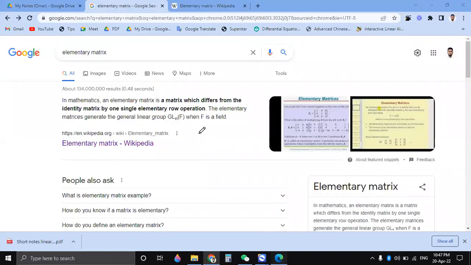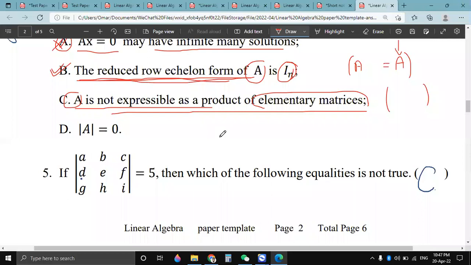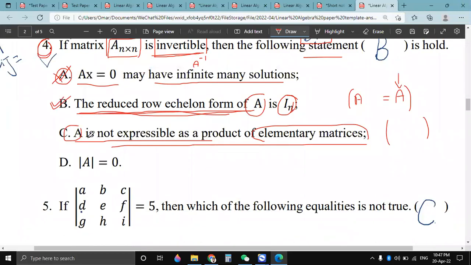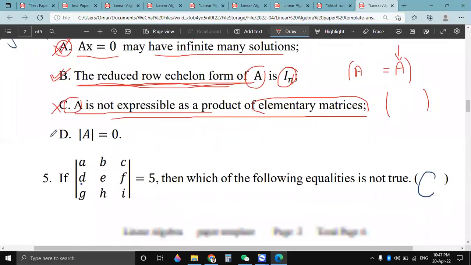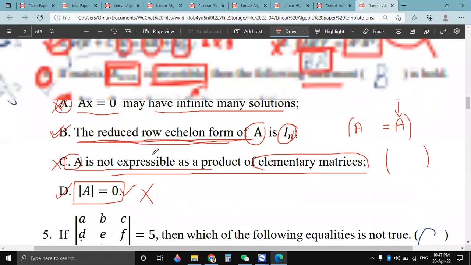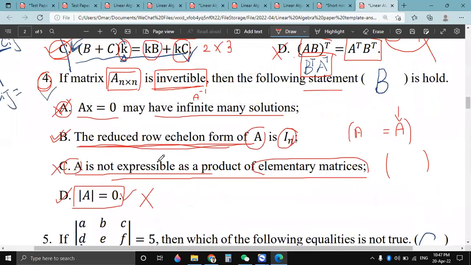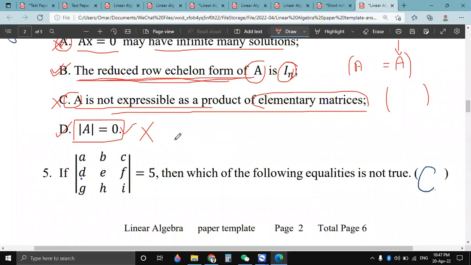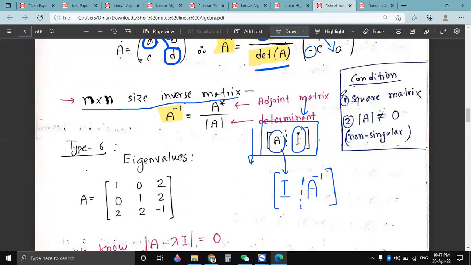Okay, I think we will have a look at that later. So A is not expressible as a product of elementary matrices. So this statement is not true. And for the last option here, determinant of A is equal to 0. So you know that if the determinant of A is equal to 0, this matrix is not invertible, right? So this is the condition for an inverse matrix. So for inverse matrix, the condition will be, if you look at my short note here, so here is the condition, right?